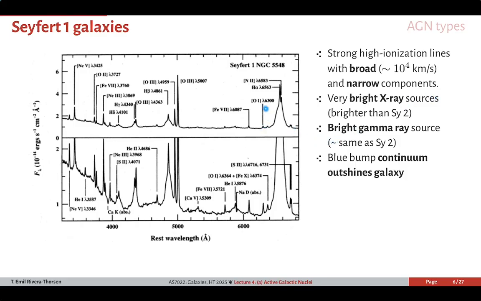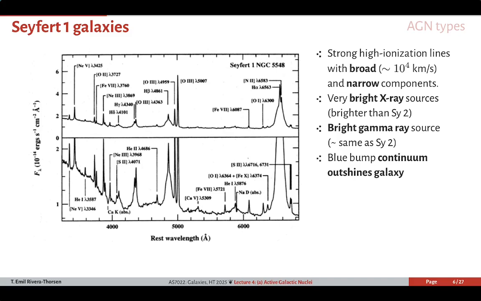You can also see, if you look at the H-alpha line from hydrogen, that it is very broad. It can have a line width, full width at half maximum in velocity space, of up to 10,000 kilometers per second. But it also, as you can see, has these narrow components on top of the broad lines, which gives it this funny look, like some kind of funny hat. These are also very bright X-ray sources, which is not visible in this spectrum, but they are. And they're also bright gamma ray sources.